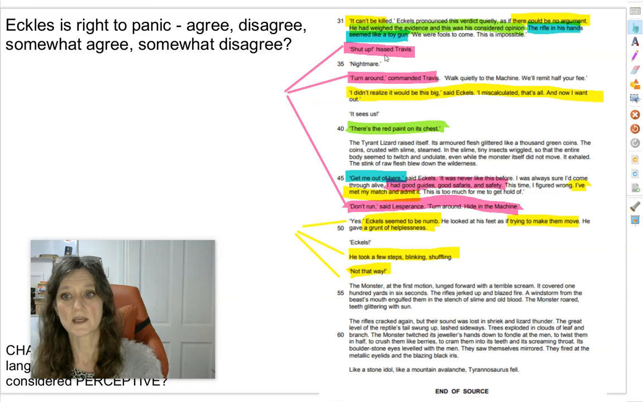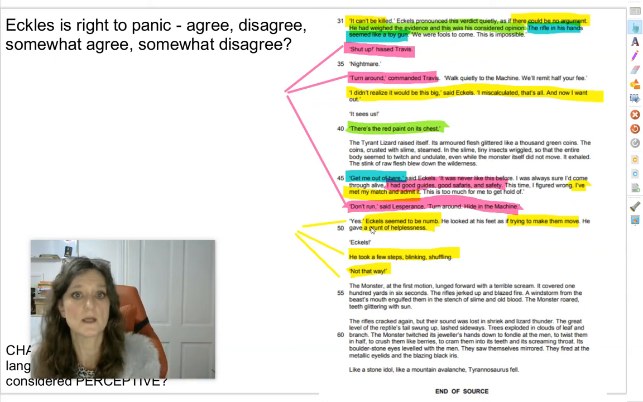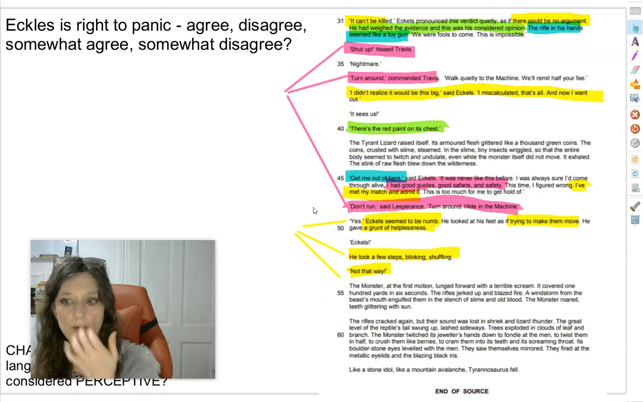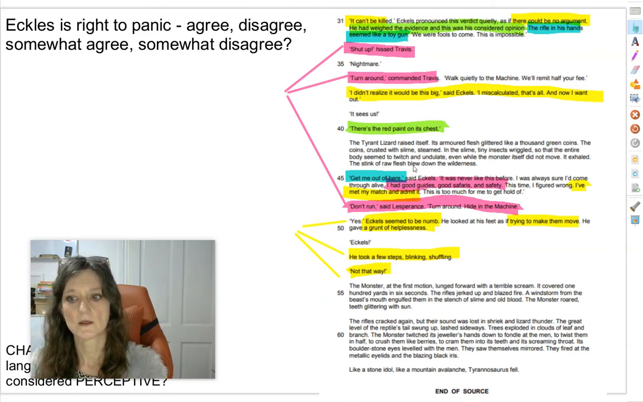So he's also getting mixed messages. Travis is telling him to go back to the time machine. Lesperance is telling him not to run. Which one is it? So maybe then he is right to panic, because Travis and Lesperance, the guides, don't know what they're doing. And then if we have a look at what Eccles says, his panic is rising a little bit. He says, "It was never like this before."